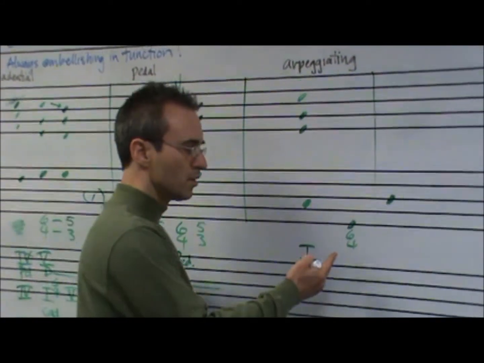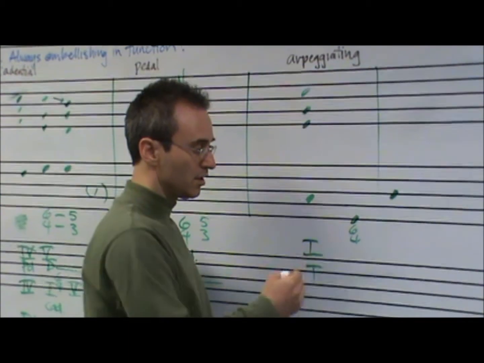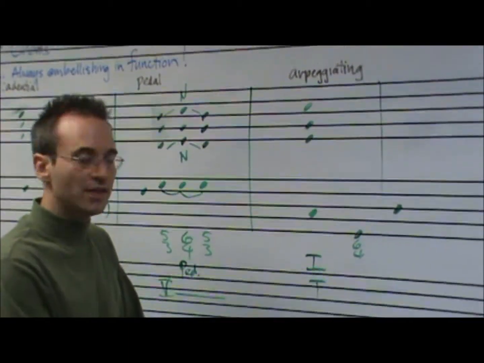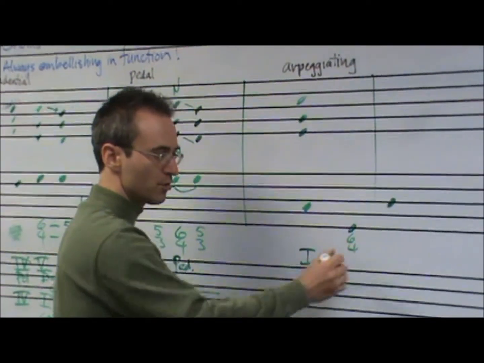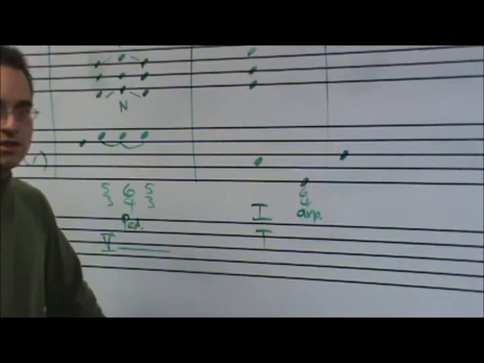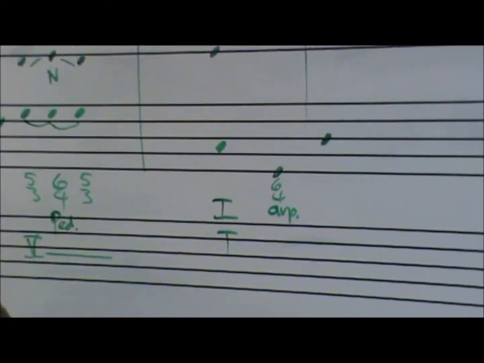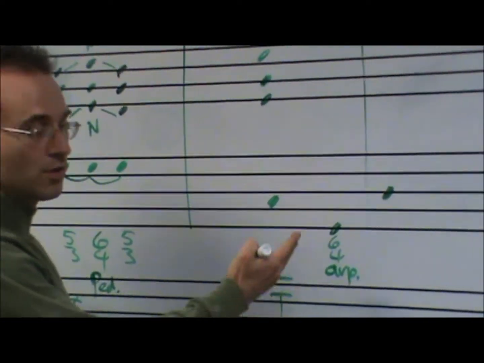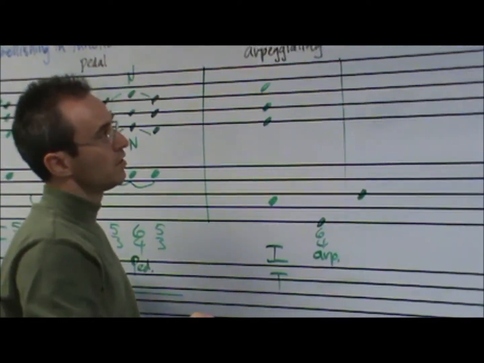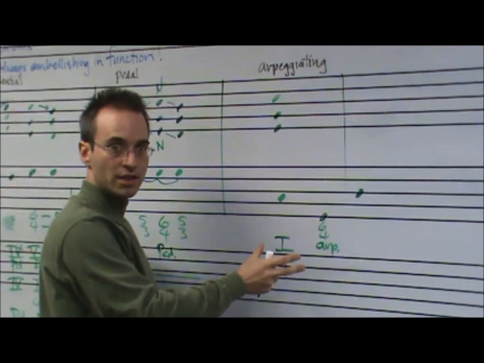But in other words, you don't need to necessarily label it unless you're really being particular for one reason or another, want to emphasize the fact that that is an embellishment. Then you can write arp under there, but it is not necessary. All it means is you've leapt in the bass to the chordal fifth. By doing that, you're moving through the chord, and so it's called an arpeggiating 6/4.